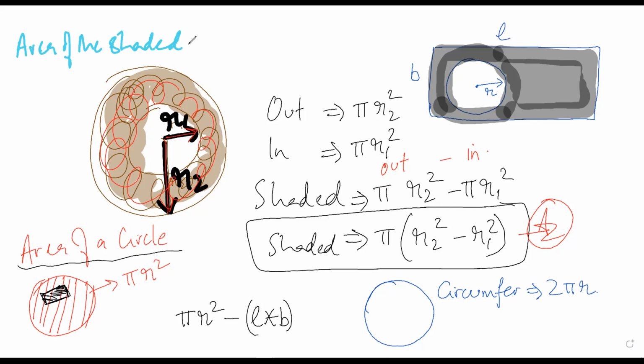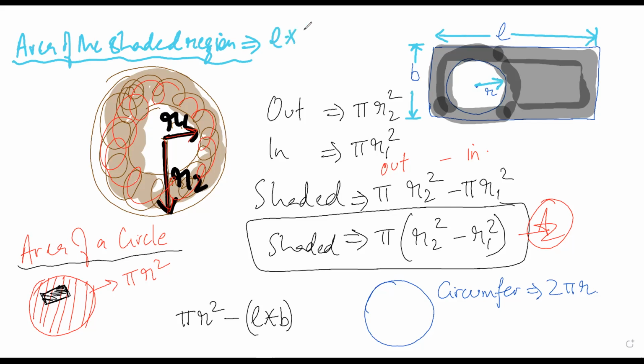Mr. Satya, am I audible? Yes. What will be the area of the shaded region, Mr. Satya? So first we have to find the area of the rectangle. Shabash. What will be the area of the rectangle? L into B. Shabash.